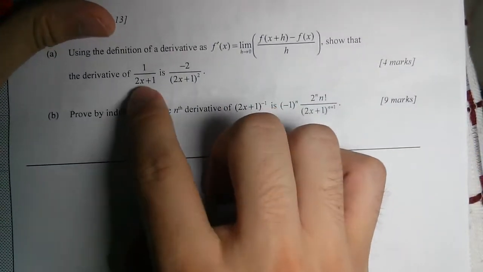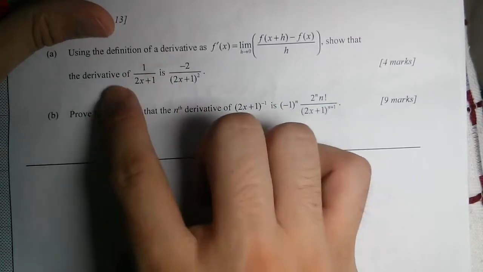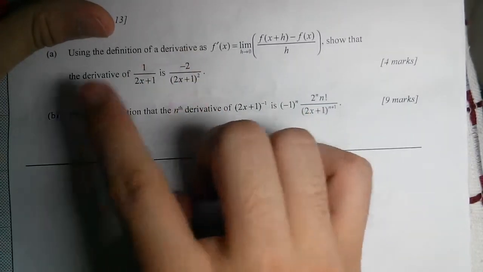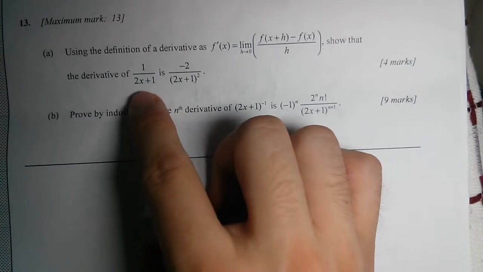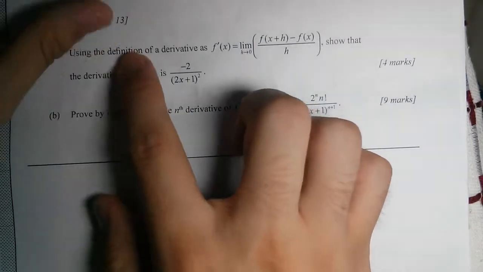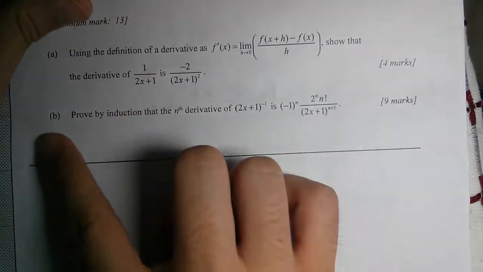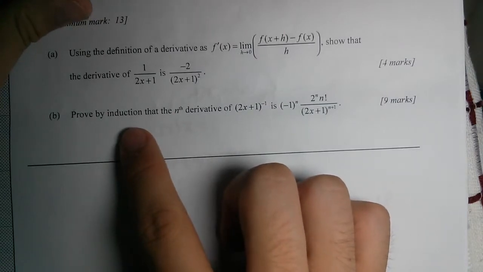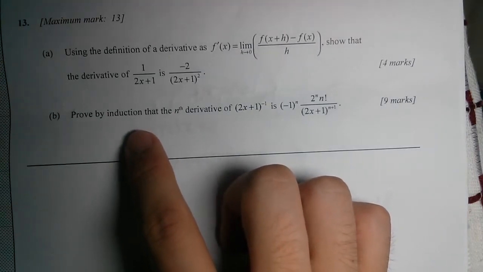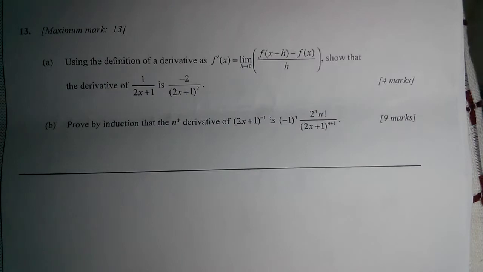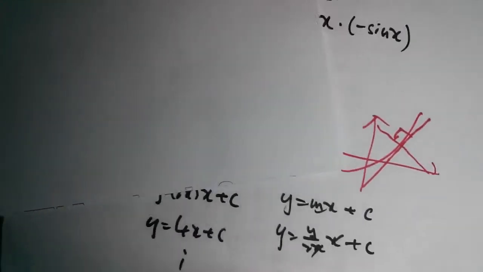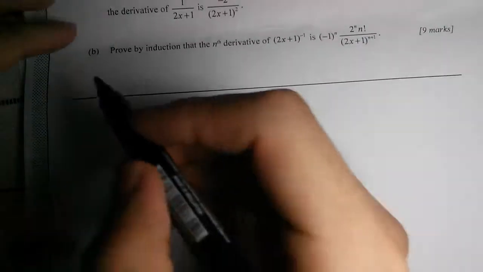To show that, if I differentiate this, I would get this. We all know we get this, right? We know how to differentiate this. The question is why? How do we use the definition to show this? Then it's a mathematical induction question. Both are not that hard. So let's see. Let's start with part (a).